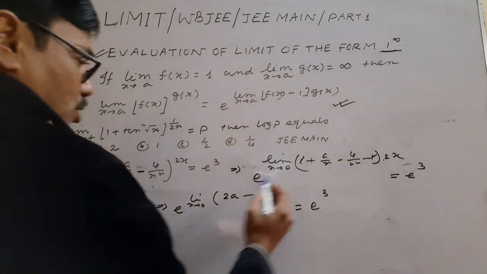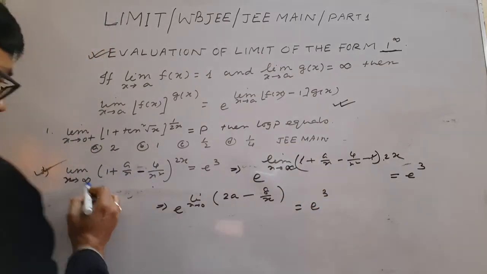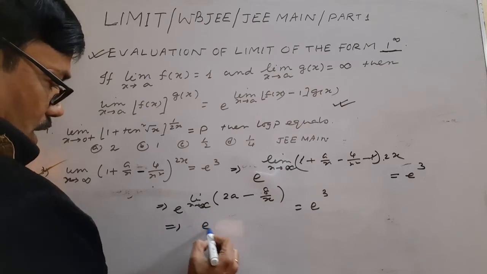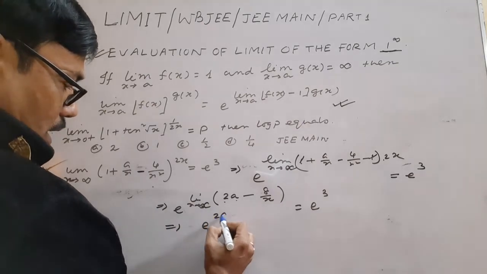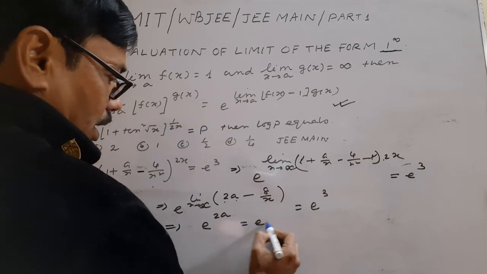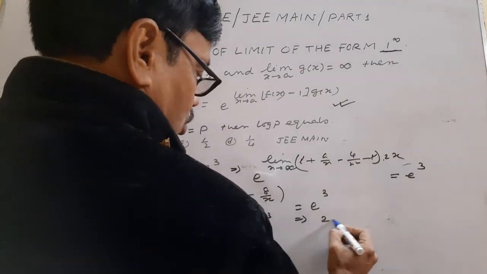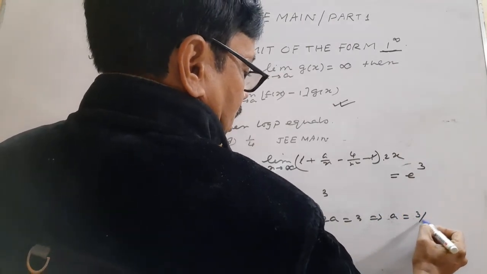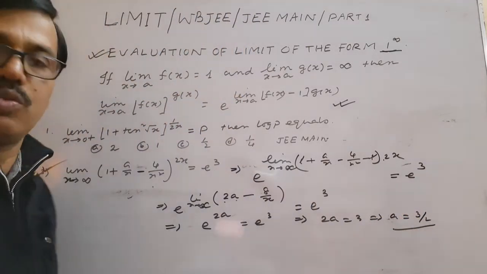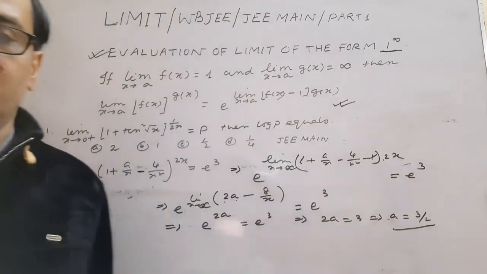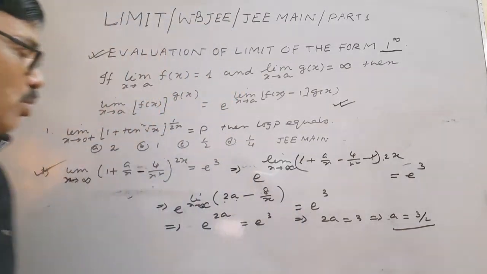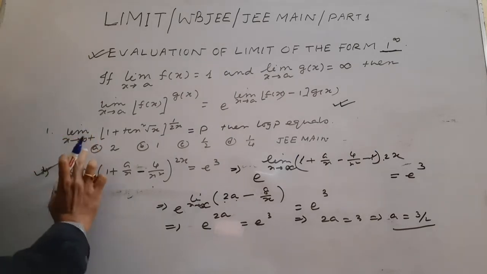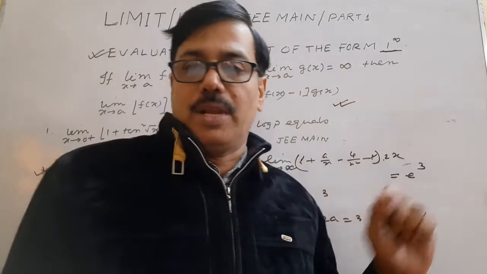Now as x tends to infinity, this term goes to 0. So this limit is independent of x, so 2a, and this is 0, equals 3. So 2a equals 3. So what is a? a is 3 by 2. So what is the value of a? a is 3 by 2. This is also a problem of JEE Main.